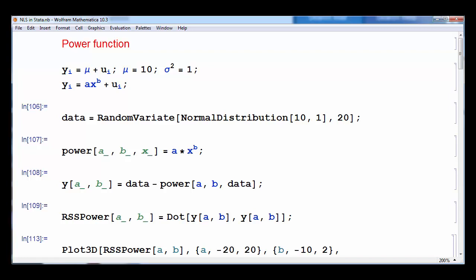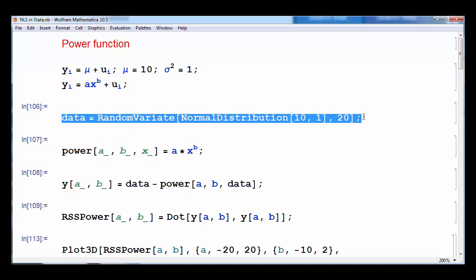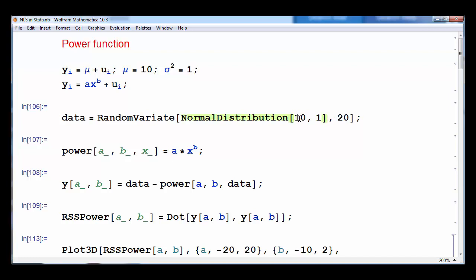Hi, here we illustrate nonlinear least squares in Mathematica using simulated data. This command here generates a vector of normally distributed variables, and as you can see, the mean is 10, sigma squared is 1, and this tells us the size of the sample. So we have 20 observations.